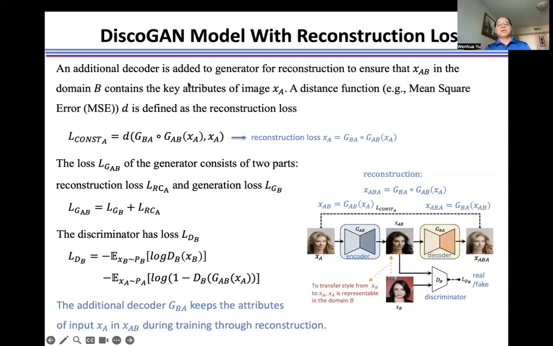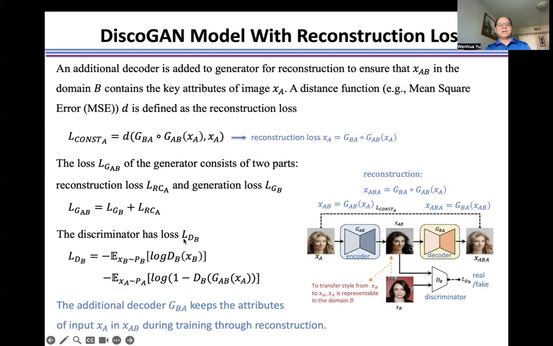An additional decoder is added to the generator for reconstruction, to ensure that XAB in domain B contains the key attributes of image XA. A distance function, for example mean square error, is defined as a reconstruction loss here. The loss error of the generator GAB consists of two parts, namely reconstruction loss and generation loss.